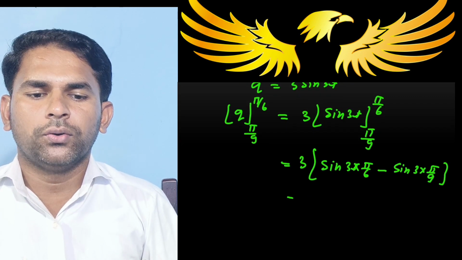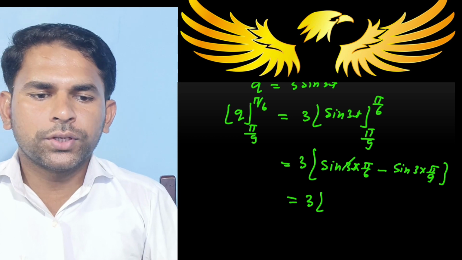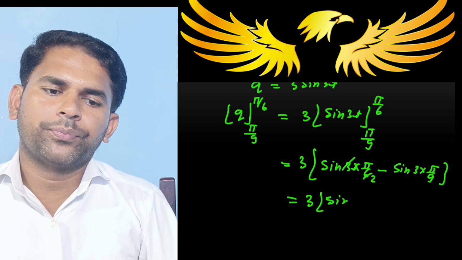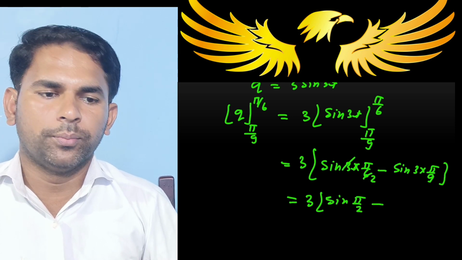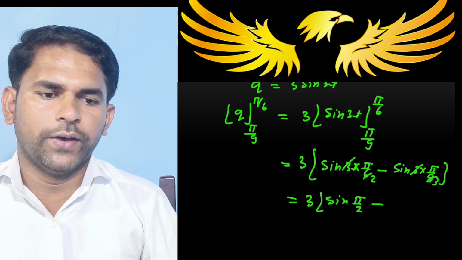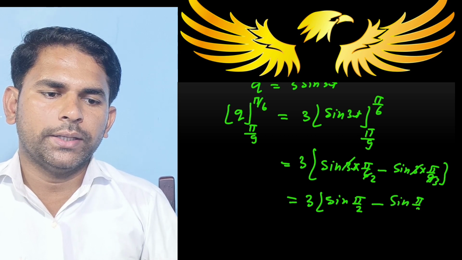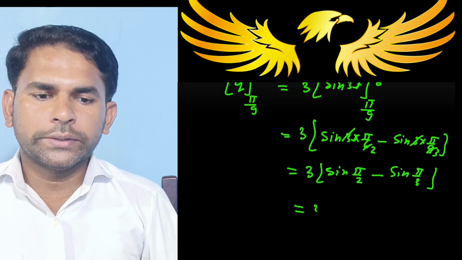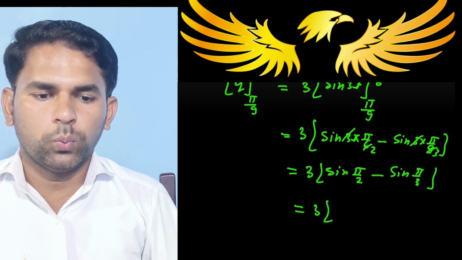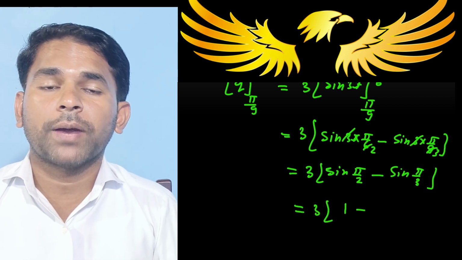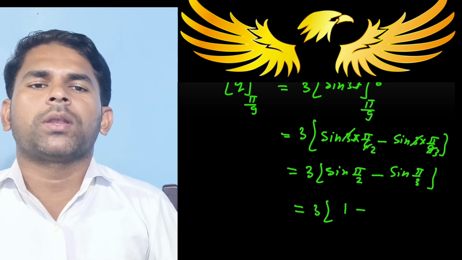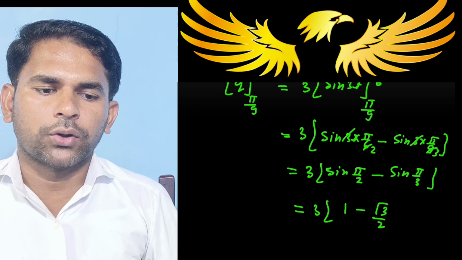So now 3 into pi by 6 means sin pi by 2, minus 3 into pi by 9 means sin pi by 3. What is the value of sin pi by 2? It is 1. Minus sin pi by 3, which means sin 60. What is the value of sin 60? Very good, root 3 by 2.